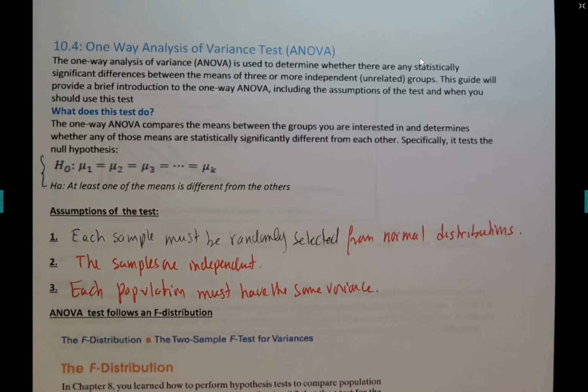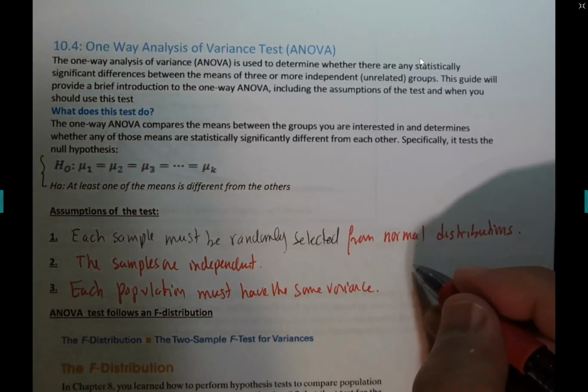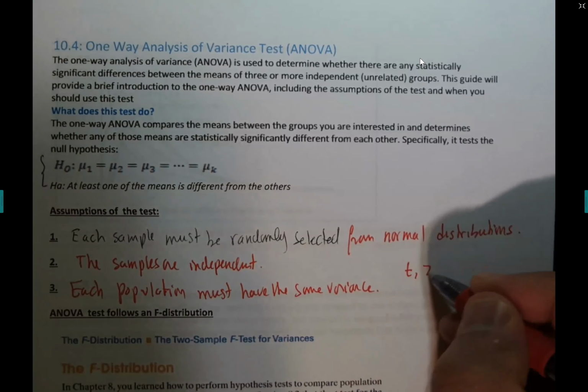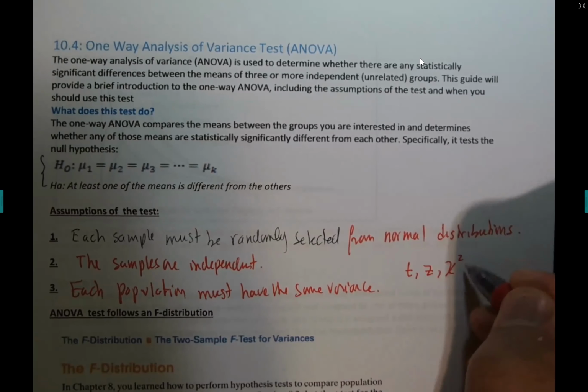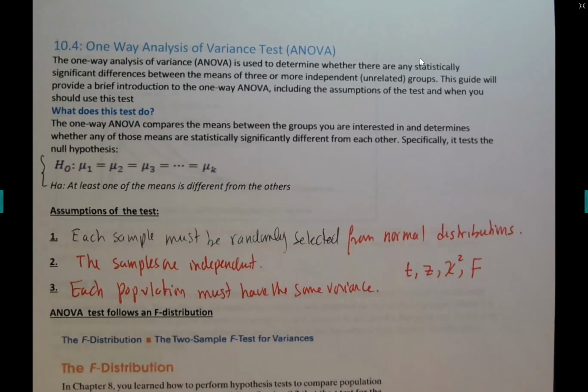In order to run this test, guys, we're going to use a distribution called the F distribution. That's the last one. So you learned about T, you learned about Z, you learned about chi-square, and the very last distribution is called the F distribution. Let me show you the F distribution in action from the book. I'm just going to show it to you, and then we're going to use the calculator to do one exercise.